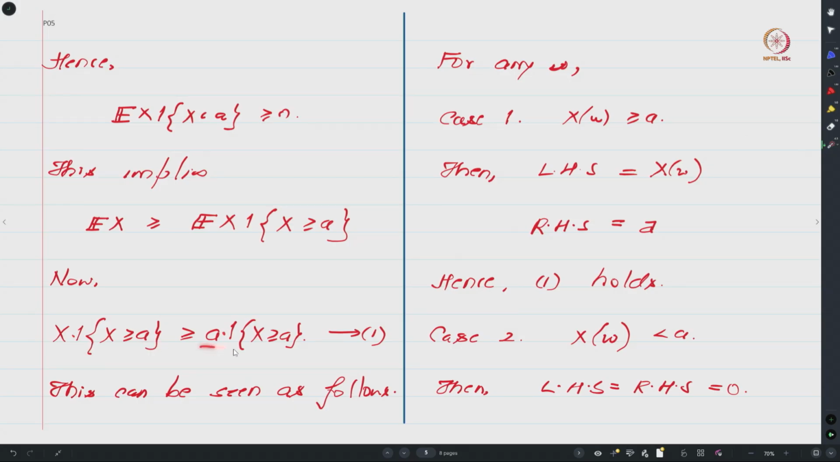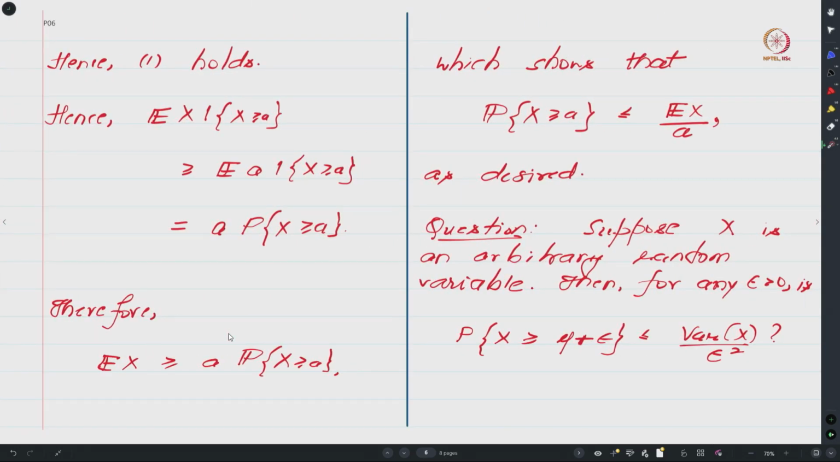So this inequality holds, and since expectation is monotone, one can conclude that the expectation of this quantity is bigger than the expectation of the quantity on the right, which is exactly what I have written over here. And from the linearity property, you can pull out the a outside, and the expectation of an indicator is the probability of X bigger than or equal to a. We can conclude finally that the expected value of X is bigger than a times the probability X bigger than or equal to a, right.